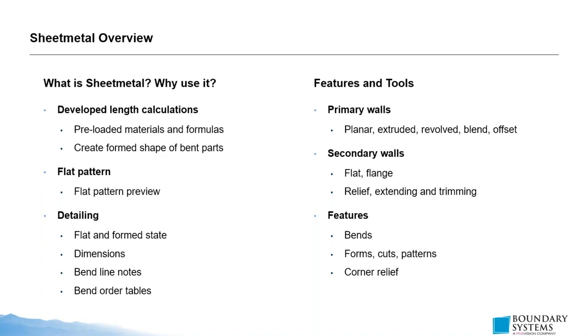The second benefit here is going to be bend order tables and bend notes. So going along with this flat pattern, when we're actually doing our drawings, we can create bend order tables for our manufacturers. Again, this is going to be specific to sheet metal. It often depends which order you do your bends in to determine what your final product is exactly going to look like. So in your manufacturing, you often want to include a bend order table, include that information. And that's something that's going to be able to be done automatically in Creo sheet metal. Not so much in normal Creo.